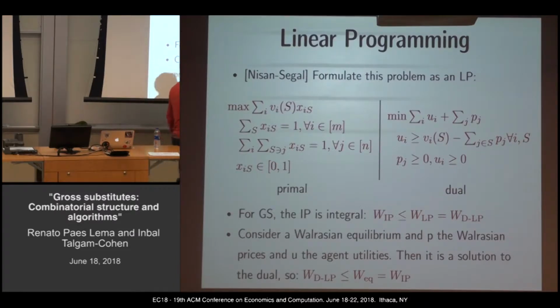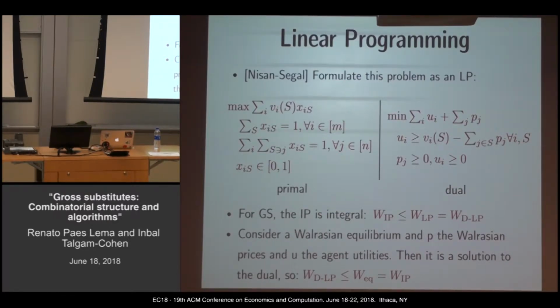The IP is more constrained, so the value of the IP should be smaller or equal to the value of the LP. With the LP you have fewer constraints, so you should be able to go further. So the value of the IP is definitely smaller than the value of the LP. And the value of the LP is equal to the value of the dual, that's strong duality for linear programming.